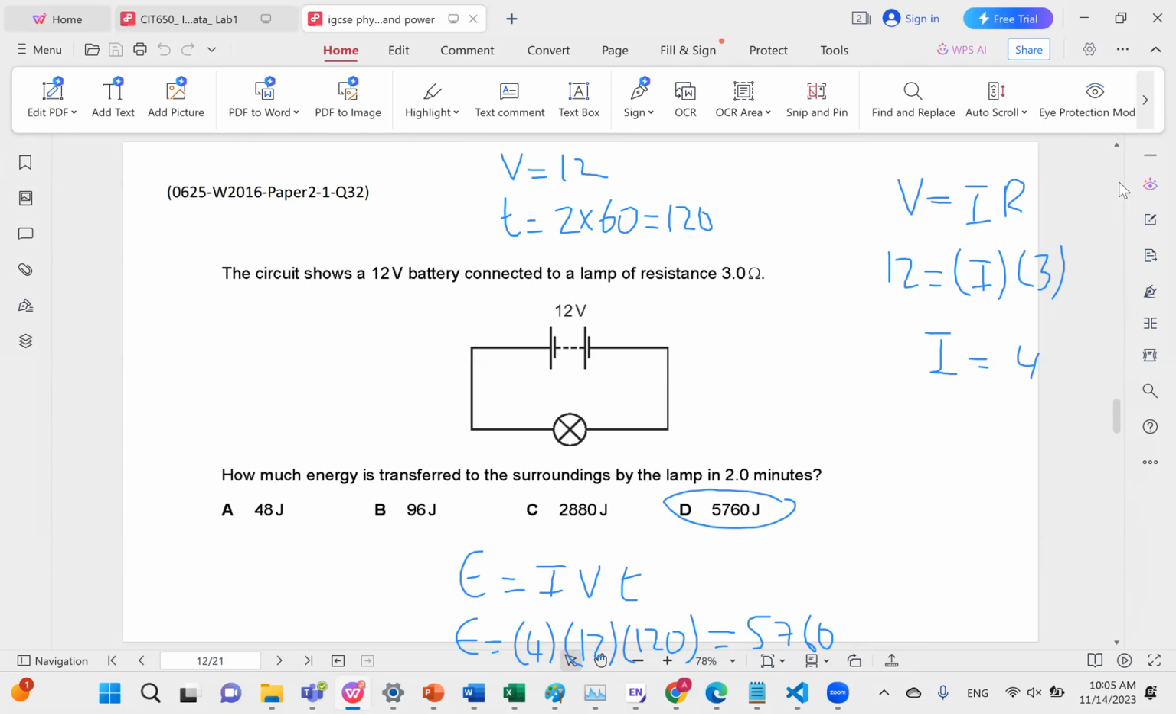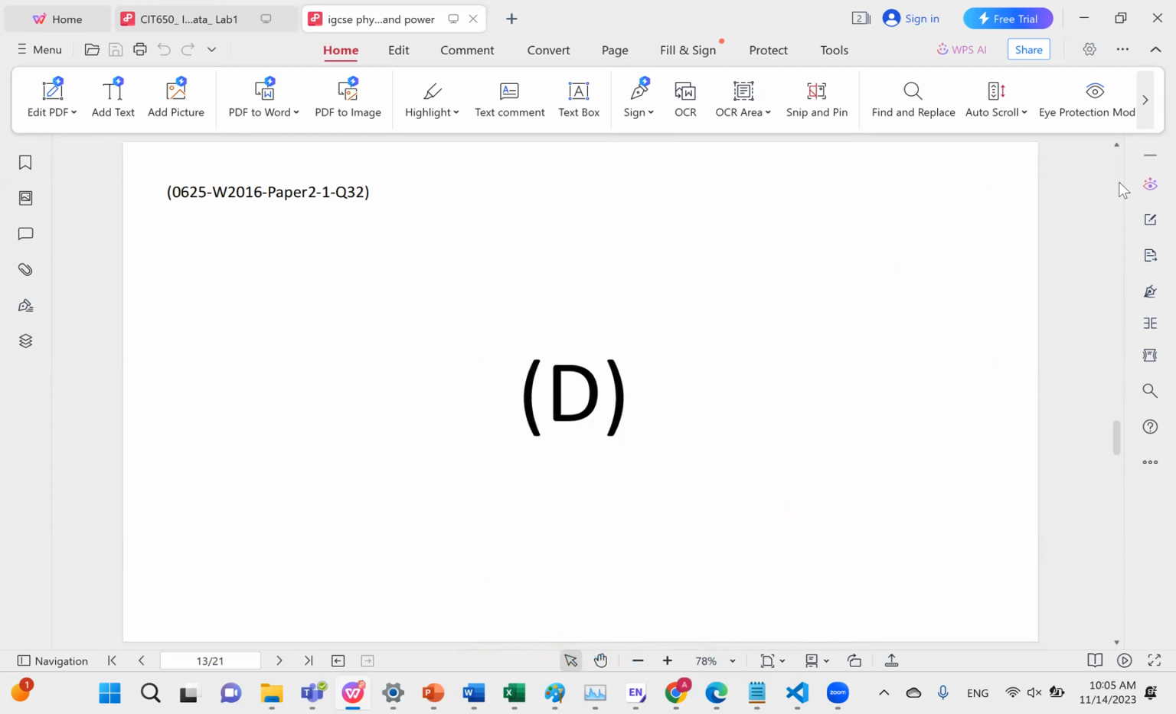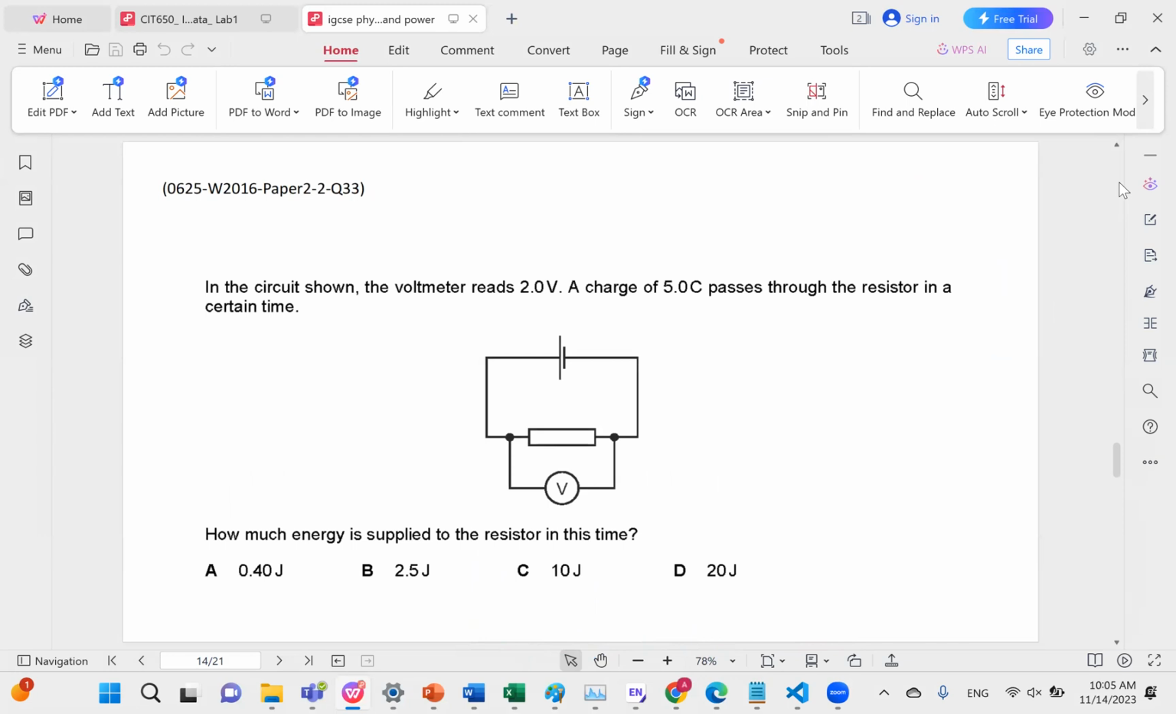So the correct choice here would be choice D, 5,760 joules. In the circuit shown, the voltmeter reads 2 volts. A charge of 5 coulombs passes through the resistor in a certain time. How much energy is supplied to the resistor in this time?